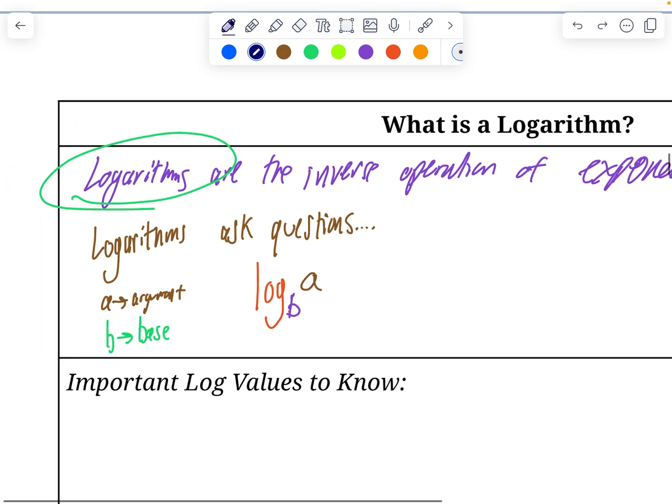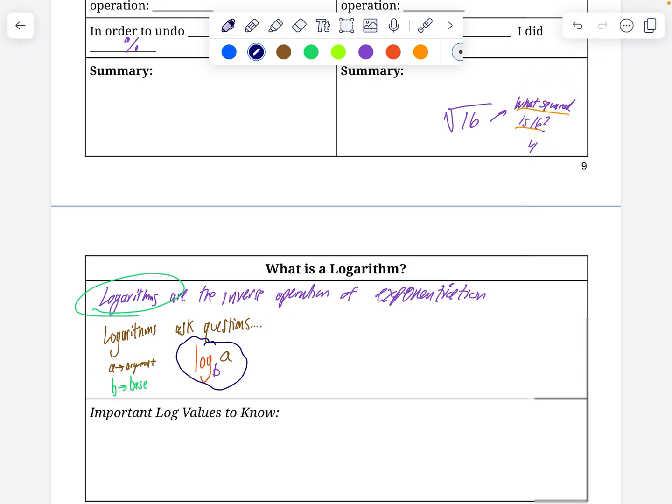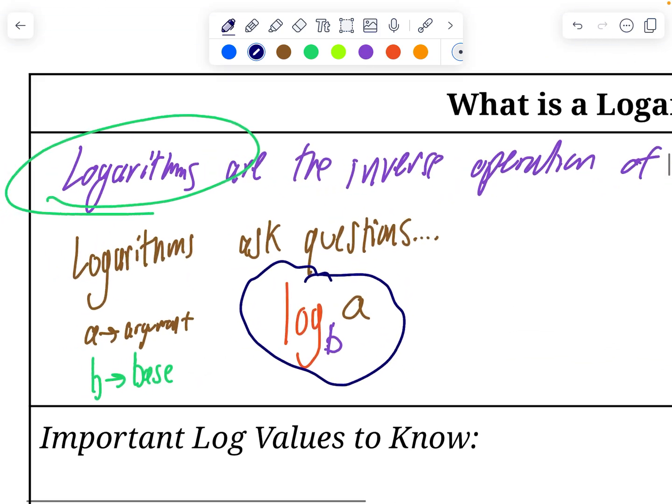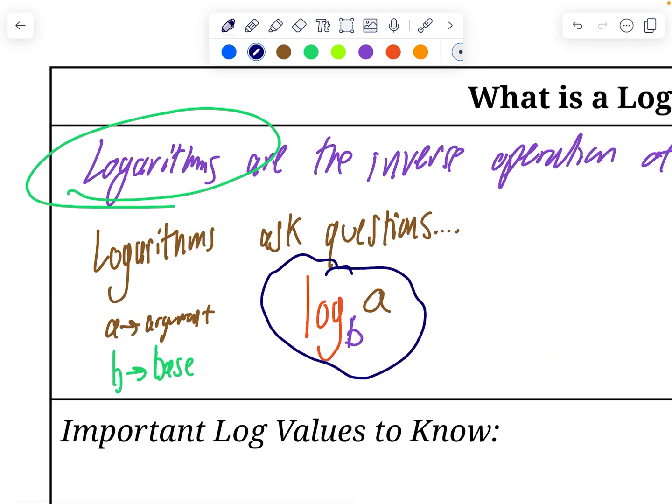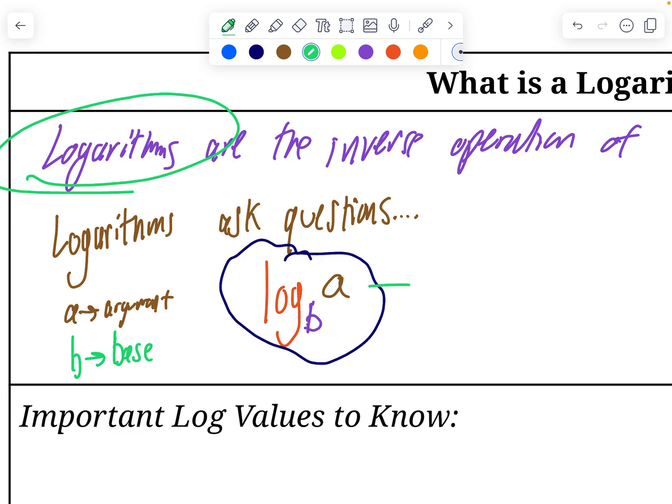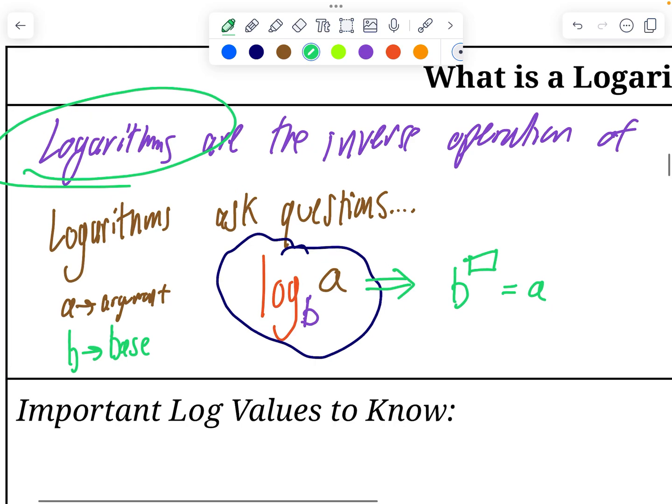When you do a square root, you just put 1 number. What's the square root of 16? What squared is 16? Okay? When you do a log, you have 2 numbers. You have a base and an argument, and it asks this question. Pay attention right now. This is the important part. It asks the question, b to what power is a? Base to what power is argument? That's the question it asks. B to what power is a? When you answer that question, you've evaluated the log.